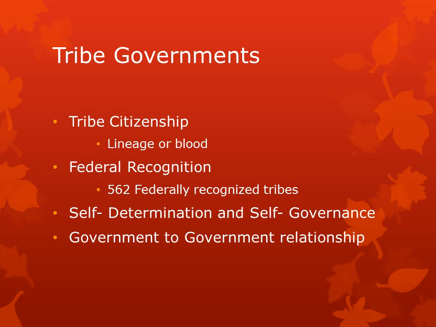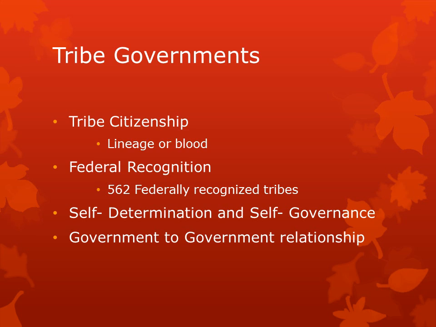Tribal citizenship is determined by individual tribal governments. Usually, a person has either lineal descendancy or blood quantum is required. Federal recognition involves official acknowledgement by the U.S. of the political status of a tribe's government. This recognition makes tribes eligible for a number of unique federal programs. There are currently 562 federally recognized Indian tribes.